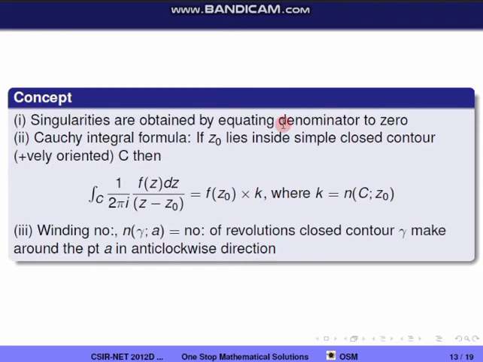Singularities are obtained by equating denominator to 0. Cauchy integral formula states that if z0 lies inside simple closed contour C, which is positively oriented, then integral over C 1 by 2 pi i f of z dz by z minus z0 is equal to f of z0 into k, where k is equal to n of C at z0. N of gamma at A is the winding number, that is the number of revolutions the closed contour gamma makes around the point A in the anti-clockwise direction. So now we'll move on to the question.